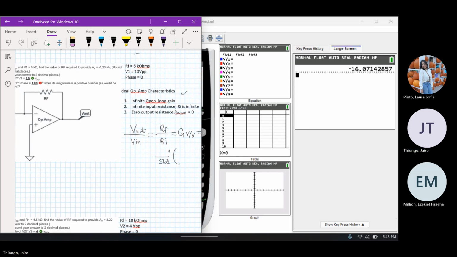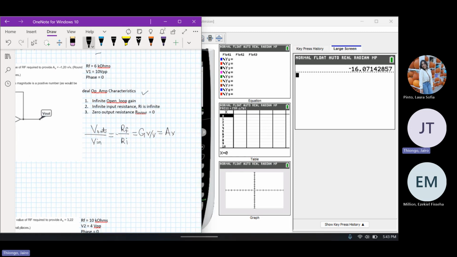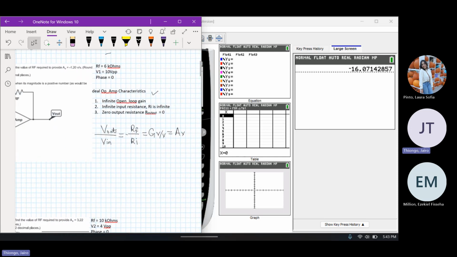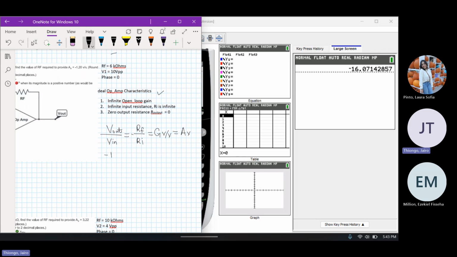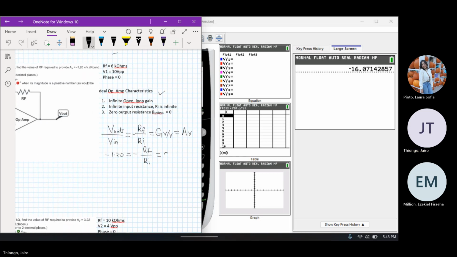I'm going to delete that. We've been given the AV that I was talking about, which is the gain. And from the gain, we can calculate this. It actually makes it much easier. From the gain, we've been given minus 1.20 is equal to minus RF over RI. We don't have RI, we have R1, which is 5. So it's going to be minus 1.20 times 5. You can take out the minuses because they have minus on both sides.